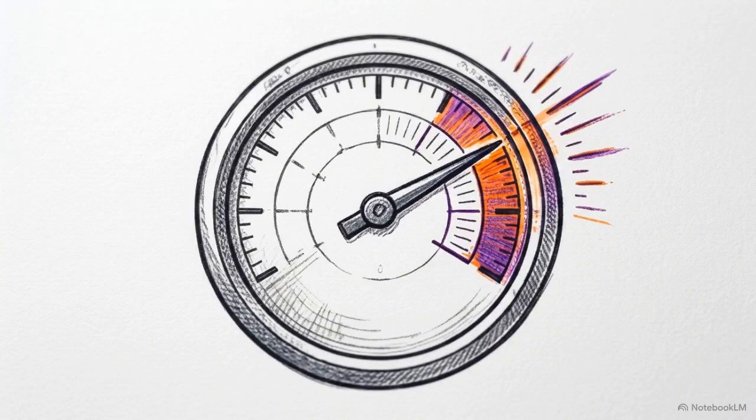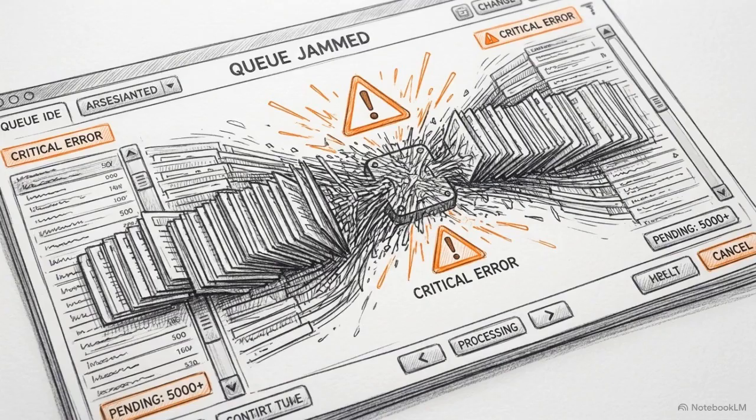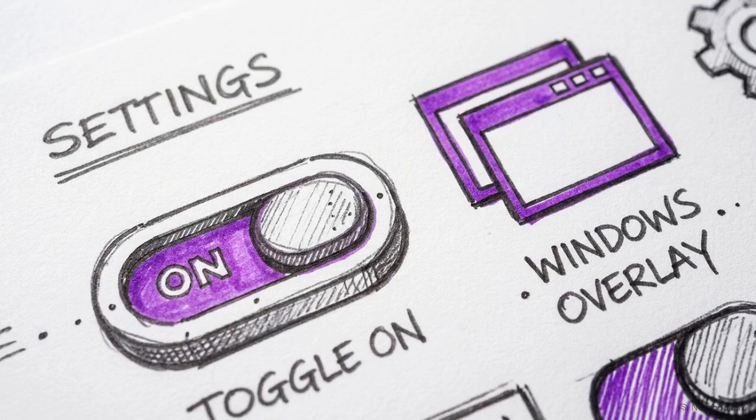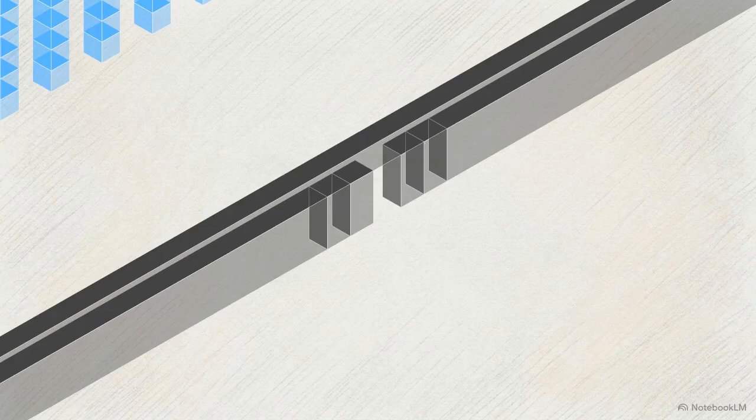Applying that linear human logic to an automated system creates a speed limit that will always fail when the volume scales up. To remove that limit, we use a configuration called concurrency control. This setting changes the architecture to parallel processing.